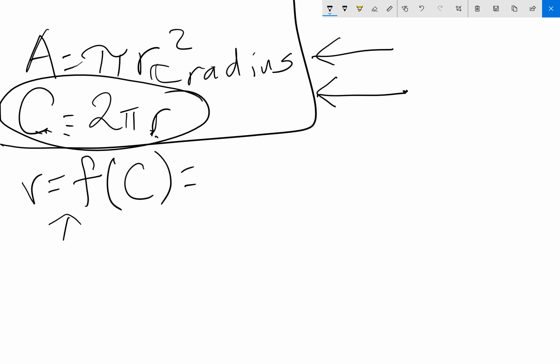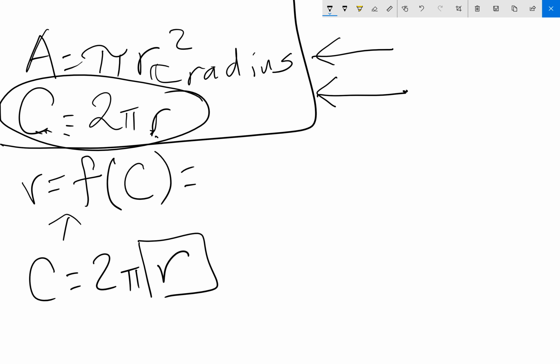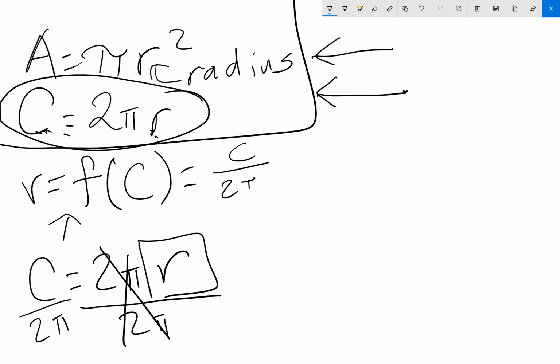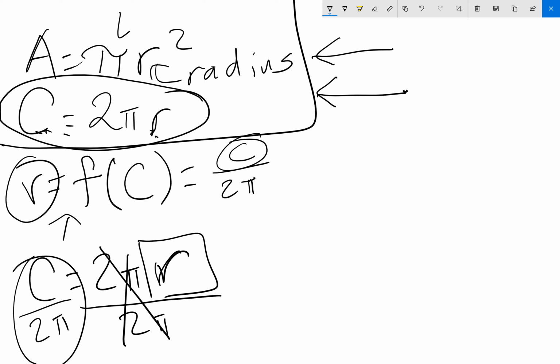So really we just need to perform some algebra gymnastics. We want to get R by itself because we're defining R. So we're just going to divide both sides by 2 pi. And that's it. C over 2 pi equals R. F of C outputs R. And our only variable is C, because remember, pi is just a constant.